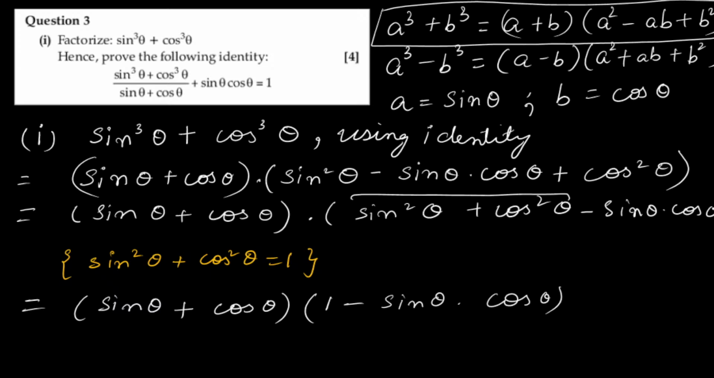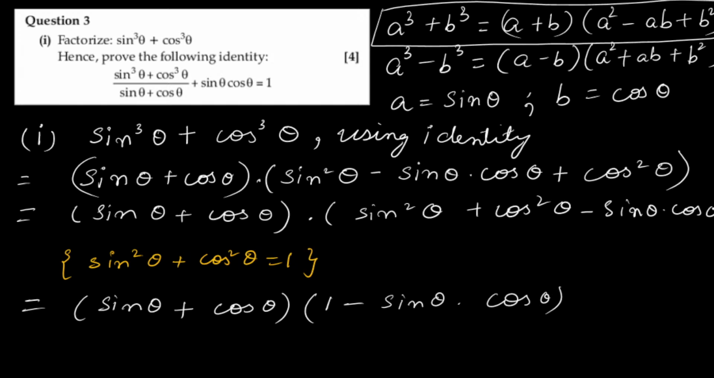So further simplification cannot be done. This is the final answer, and you can see the answer is in the form of factors, and the factors are in multiplicative form. Bracket means multiplication. So sine cube theta plus cos cube theta is equal to sine theta plus cos theta into 1 minus sine theta into cos theta. Okay, so factorization is done.